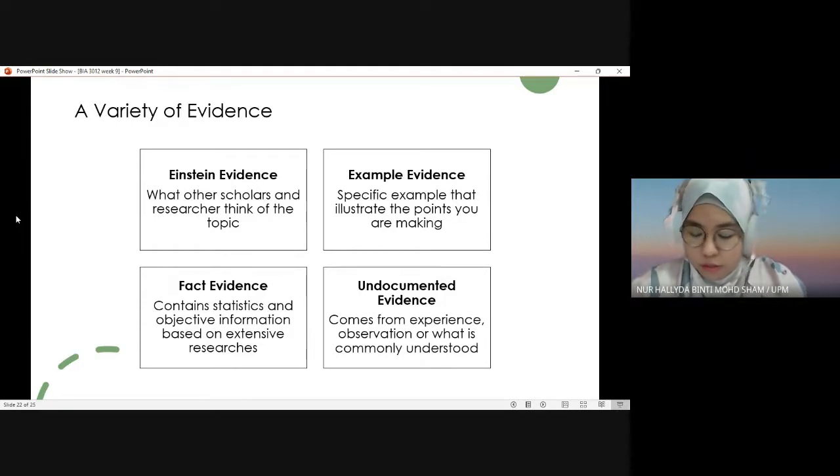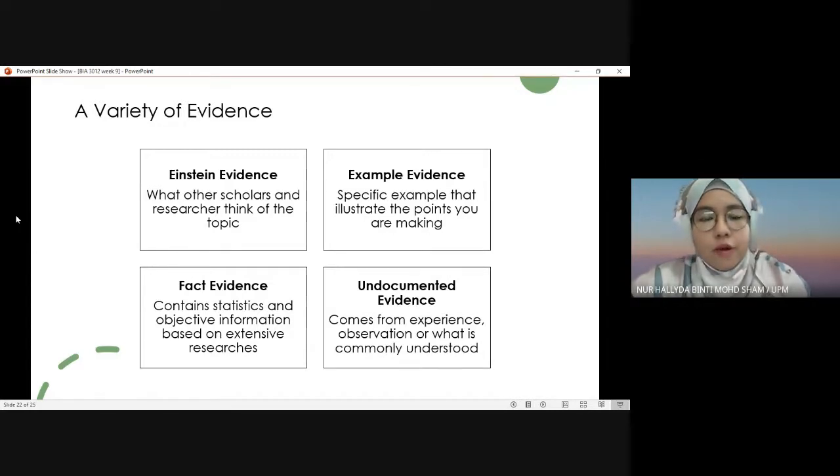Okay, where is Einstein? Okay, Einstein evidence. The first one here, Einstein evidence, is the most common type of evidence used in research papers, because you include what other scholars and researchers think of the topic. Okay, you must have the name of the original author, the title of the journal or article, and the year it is published.